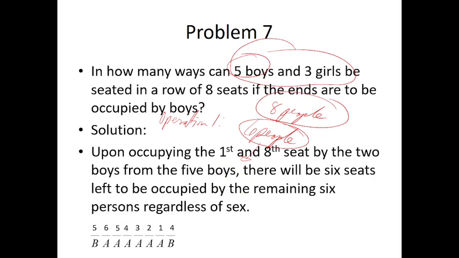So, we will now have an answer of 14,400 ways. So, there are 14,400 ways of arrangements for the 8 people such that the first and the last seat must be occupied by boys. Okay? The first and the last seat must be occupied by boys. So 14,400 ways. I hope you get it. So we proceed.